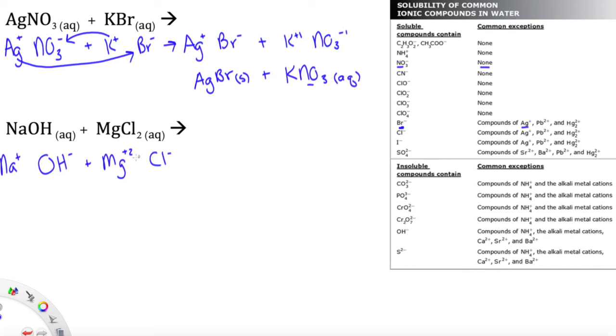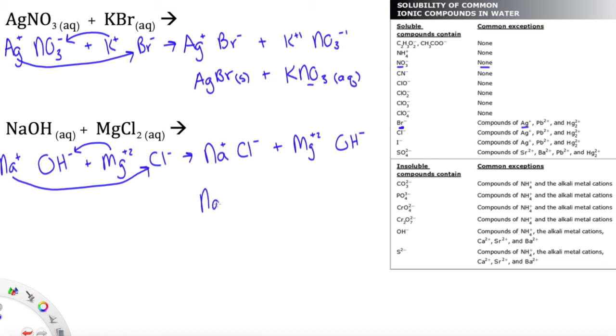Okay, so remember I just need to list one of each type of ion that I have. And now I want to switch my positive ions, so magnesium is going to come over here and pair up with hydroxide, and sodium is going to come over here and pair up with chloride. So let's go ahead and write our new products, or the new ion pairs. So I have sodium with a +1, chloride with a -1, and then I have magnesium with a +2, and hydroxide with a -1.